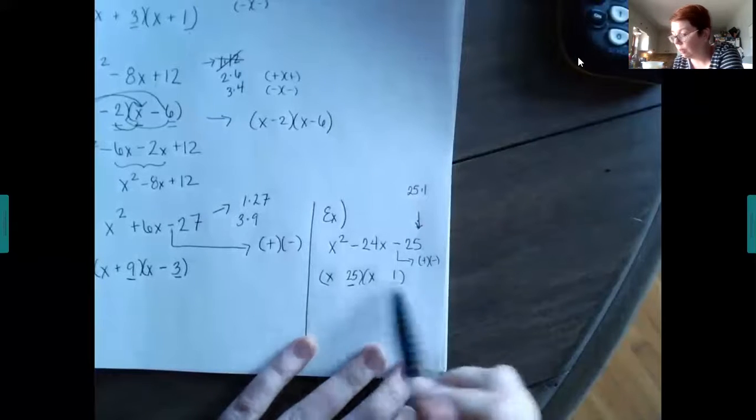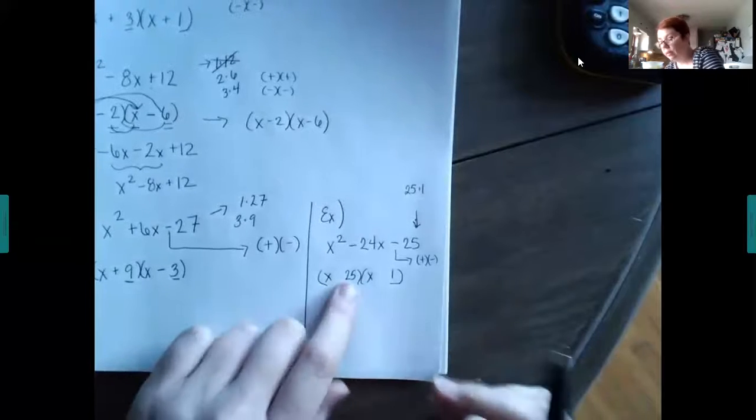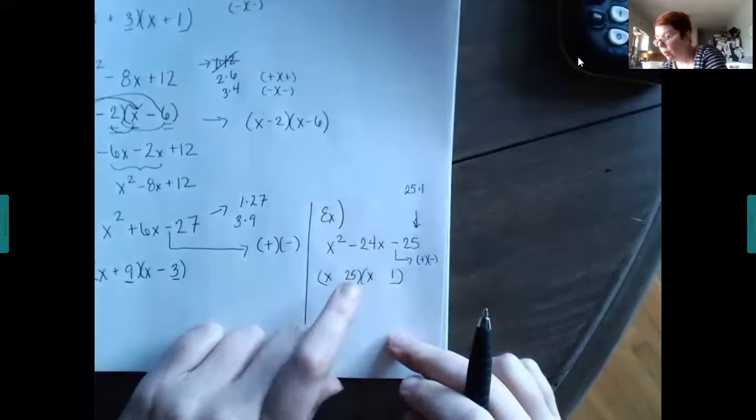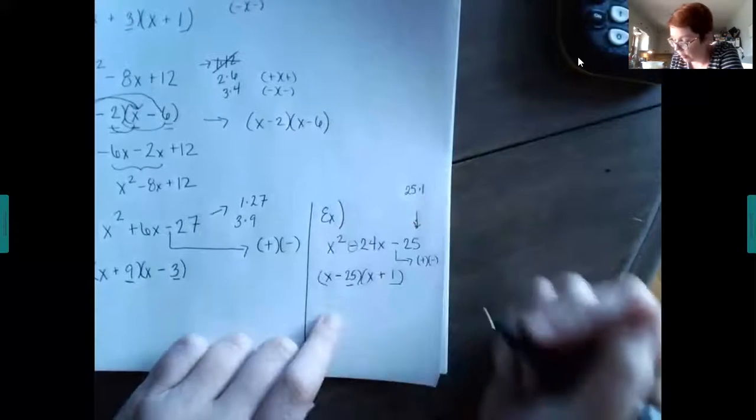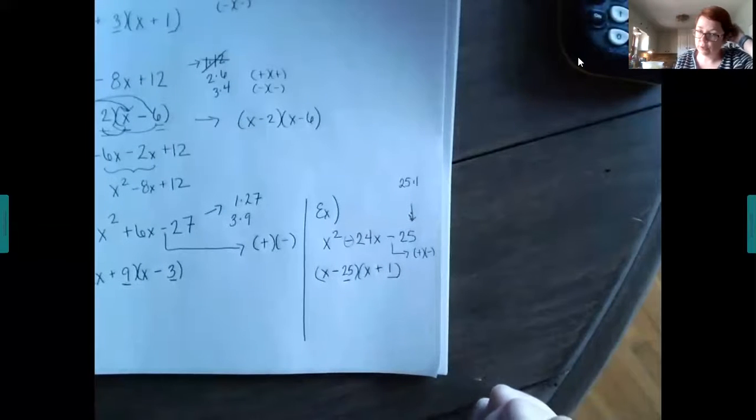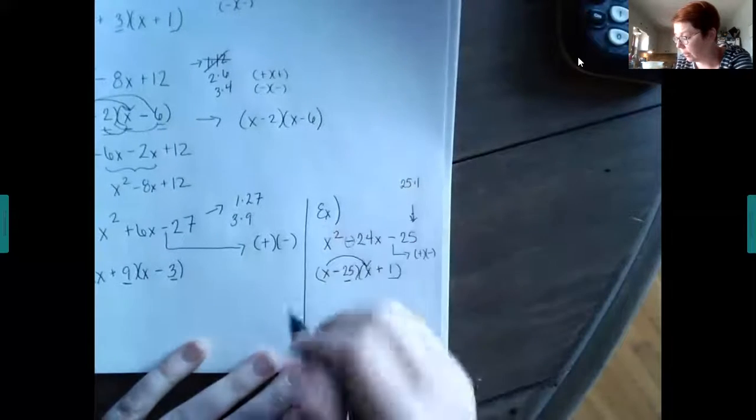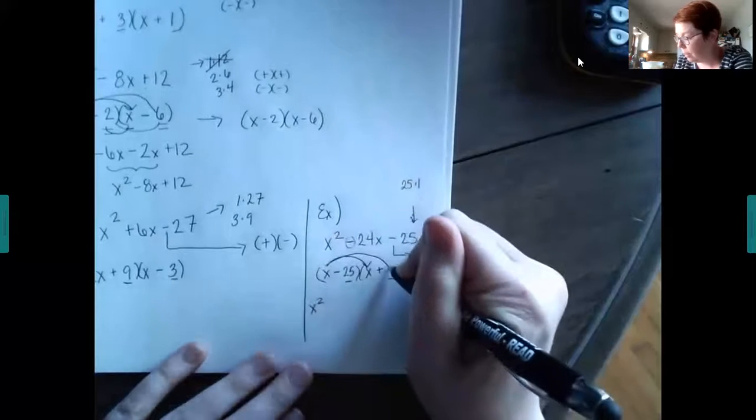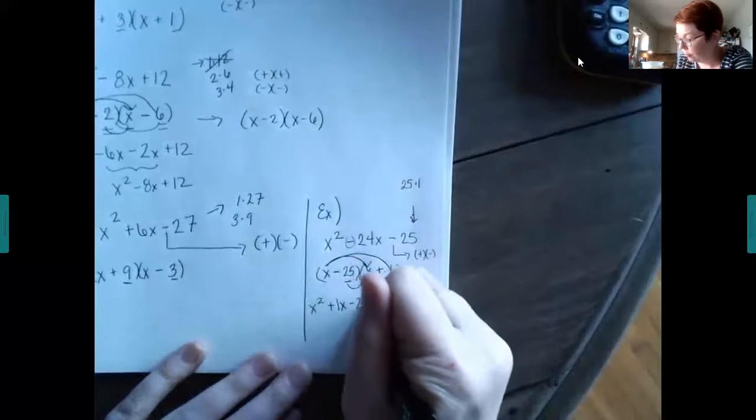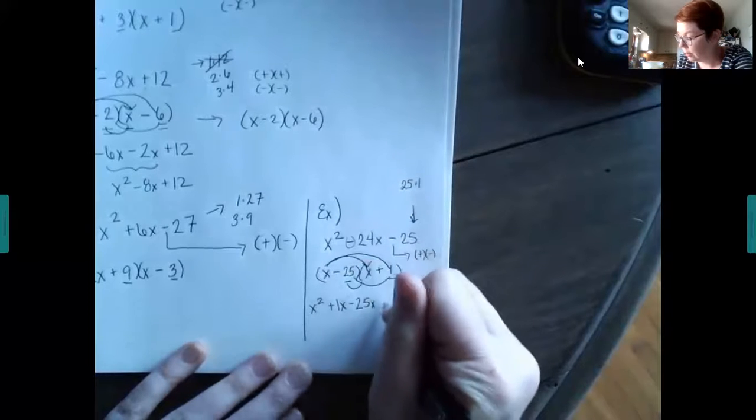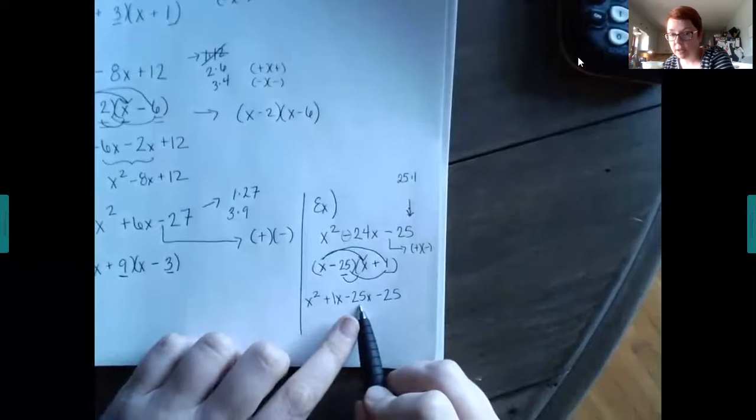Now determining which number gets what depends on this. So again, 25 is bigger than 1. The bigger number takes this sign. Okay? And if you're not sure, this is where you're going to multiply it out and double check. So x times x gets x squared. That'll be a plus 1x minus 25x minus 25. So you have positive 1 minus 25.